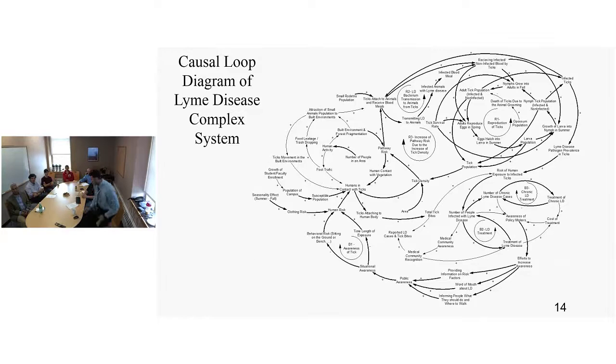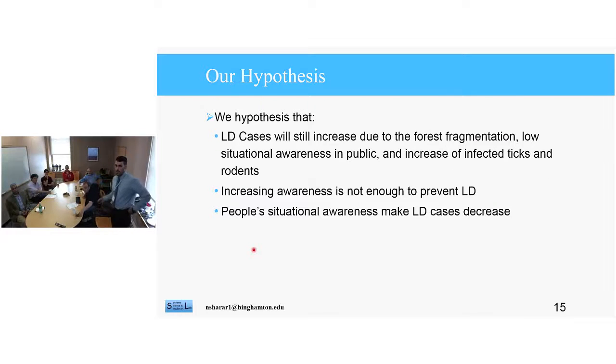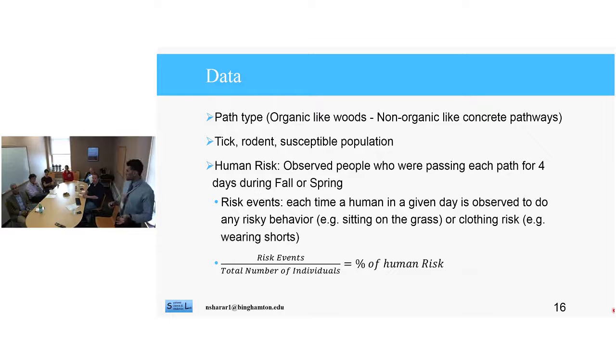And also they decrease the length of time of exposure to those risky environments. So by looking at these 2 graphs and the diagram, we hypothesize that LD cases are still increasing due to the forest fragmentation, low situational awareness in the public, and the increase of infected rodents and ticks. Also, we think that increasing awareness is not enough to prevent Lyme disease, and we could prove that by gathering data and running a survey through our campus and talking to the students and faculty members. And we think that people's situational awareness can make LD cases decrease.